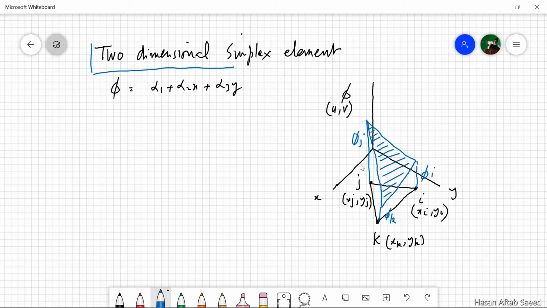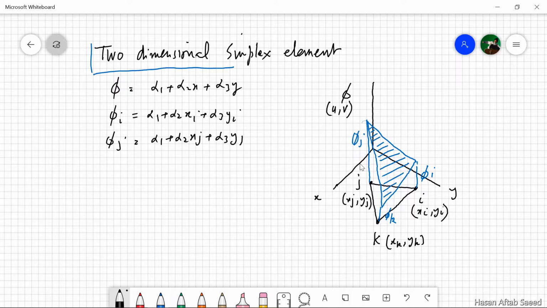Now the next step would be calculation of alpha 1, alpha 2 and alpha 3. So we write this for the 3 nodal points: phi i equals alpha 1 plus alpha 2 xi plus alpha 3 yi. Similarly, phi j will be alpha 1 plus alpha 2 xj plus alpha 3 yj. Phi k, alpha 1 plus alpha 2 xk plus alpha 3 yk.